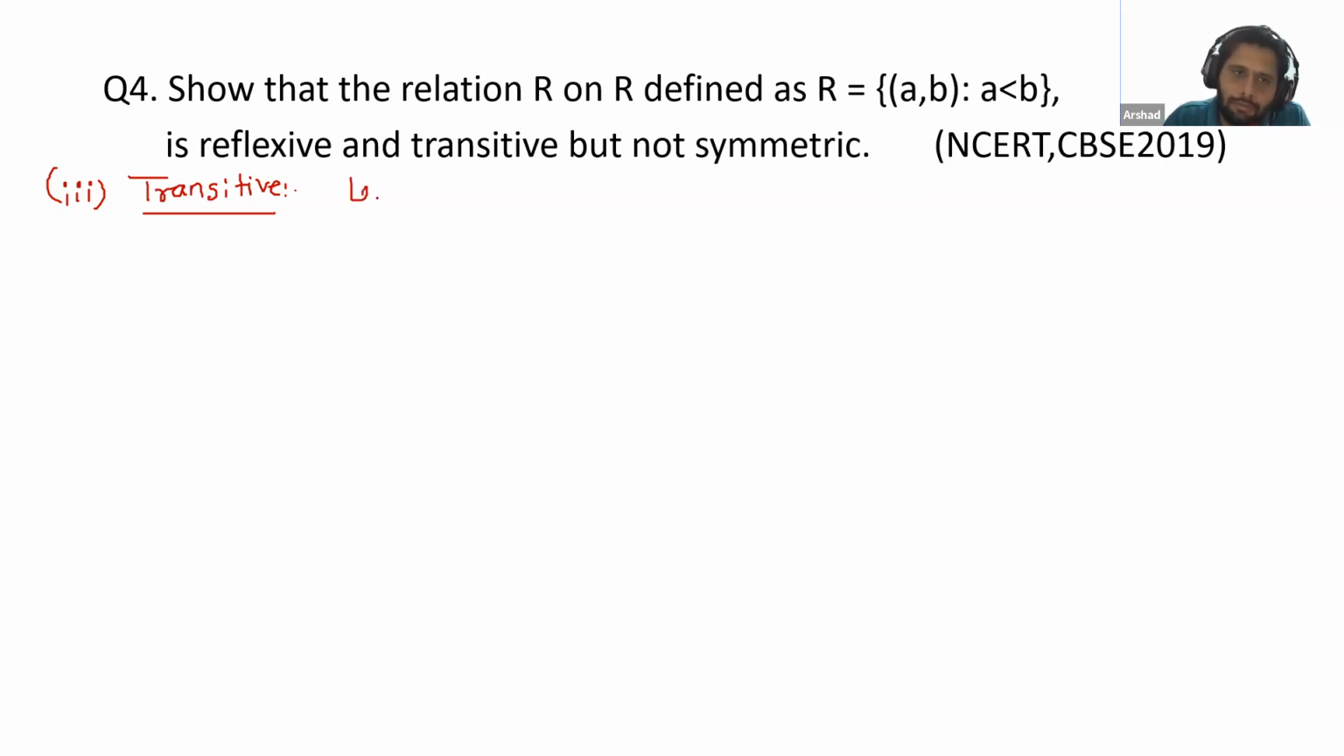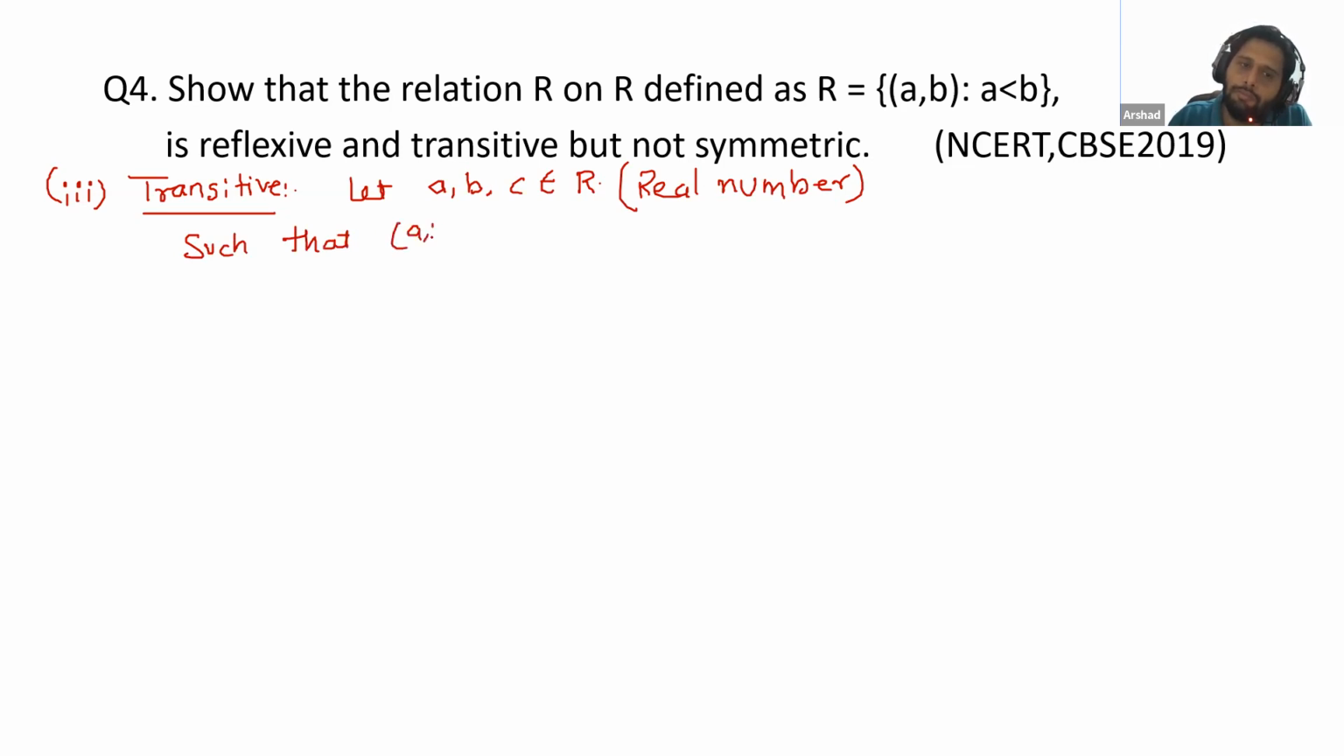Let... what we need to assume? Let A, B, C. Let A, comma B, comma C belong to the real numbers, the set. This is not a relation. We have taken this as the real numbers, such that A, comma B belongs to the relation R and B, comma C belongs to the relation R. So these two steps are fixed. Please learn these two steps. In transitive, we will always take these two steps. In symmetric, we will always take the step A, comma B. In reflexive, we will take the step A. Now, such that A, comma B belongs to R and B, comma C belongs to R.